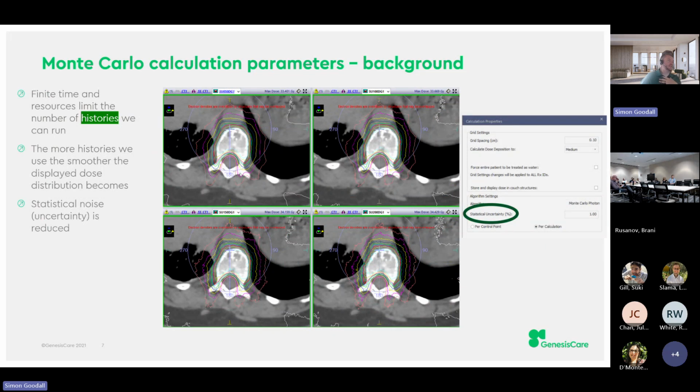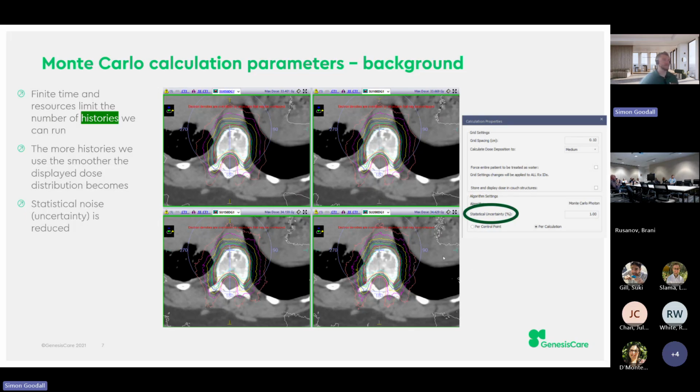What this looks like in the context of a spine SBRT case is that the more histories and particles we simulate, the more representative of the true dose the distribution will be. As we decrease the noise, starting in the top left, we've got a lot of histories that have been run, and we get nice smooth isodose lines. As we move down to the bottom right, they get increasingly noisy. They show the same dose distribution and the same pattern, but it's a little bit harder to interpret, and there's more noise within the data in the bottom corner.